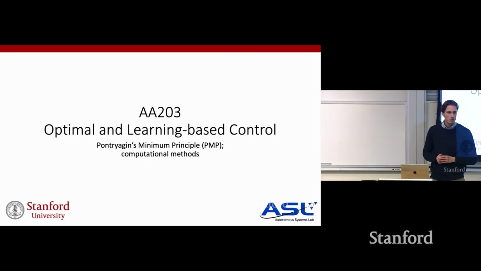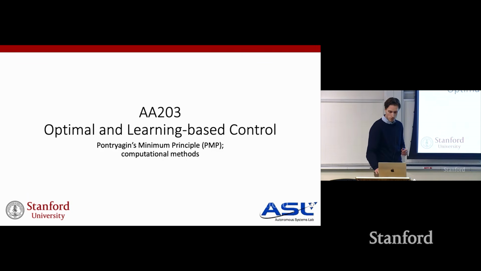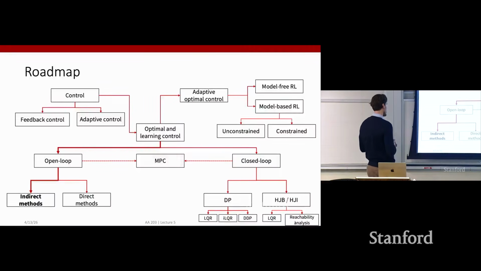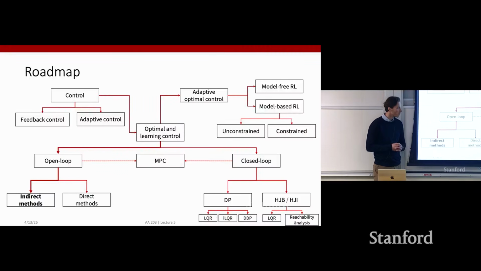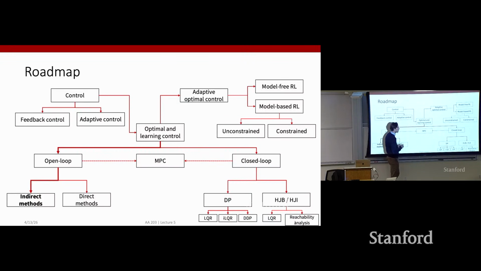So welcome to week 3 of AA203. As per our usual roadmap, today and tomorrow we'll still be in the open loop quadrant of our roadmap. Specifically, last week we introduced the general concept of open loop control, which is to be compared with closed loop control, which will be the topic of next week.